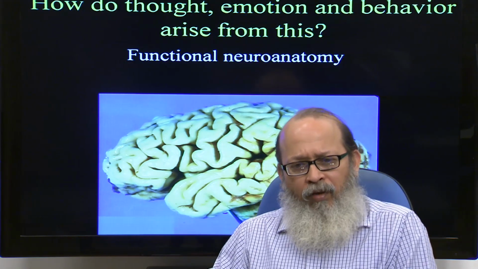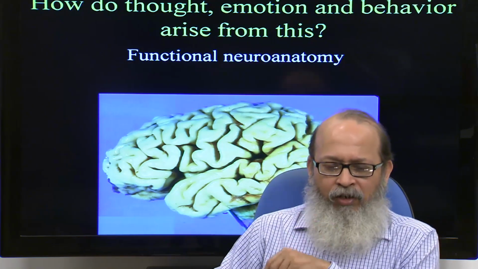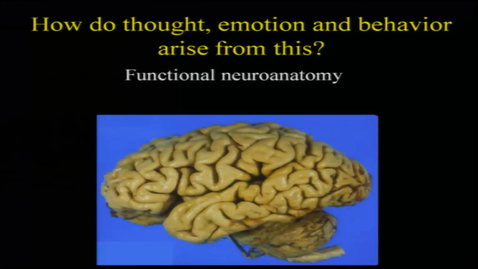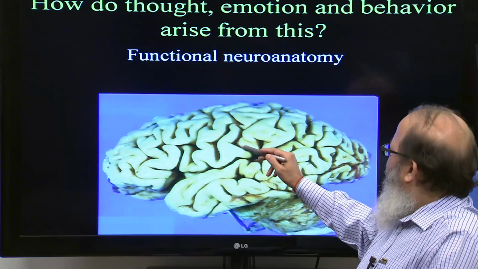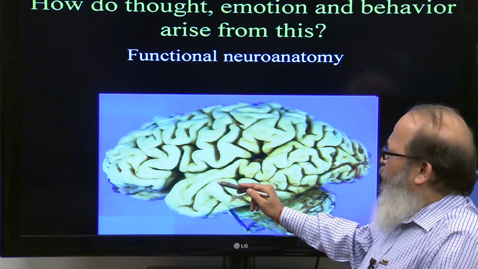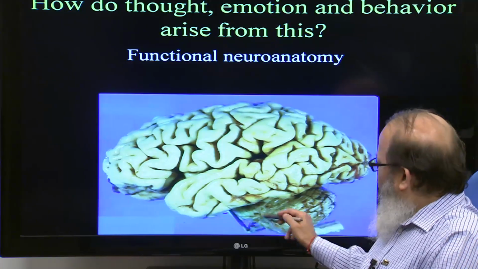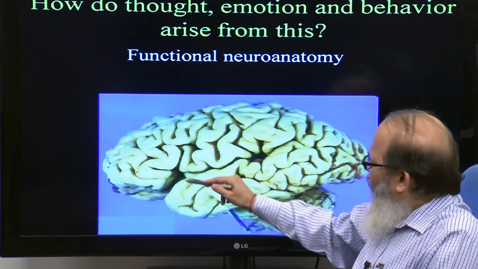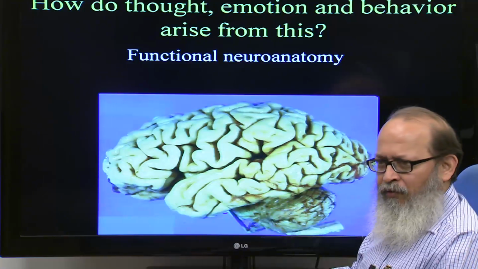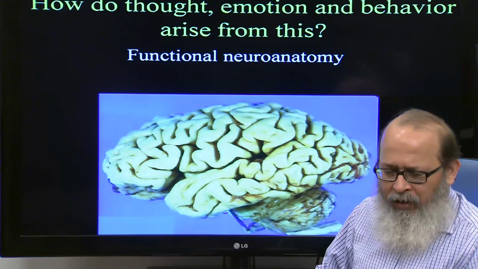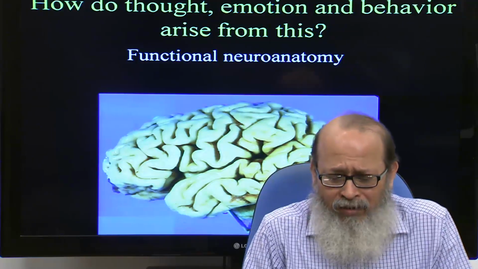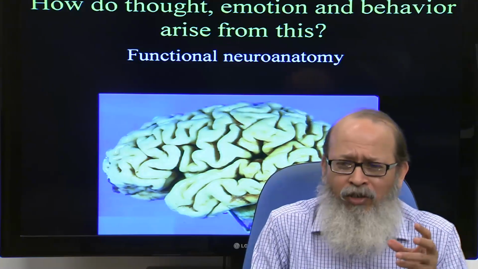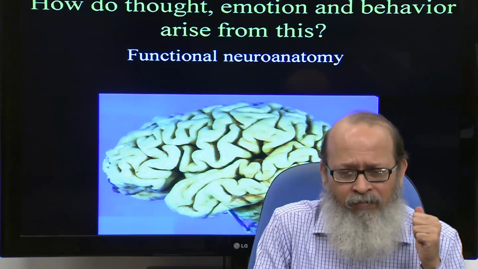So, till now I have shown you the basic brain structure, and the brain looks like this. Again, just to reiterate, frontal lobe, parietal lobe, occipital lobe, temporal lobe, cerebellum. So, we will be largely interested in this structure when we talk of mind, although other parts do contribute. But how does thought, emotion and behavior arise from this?